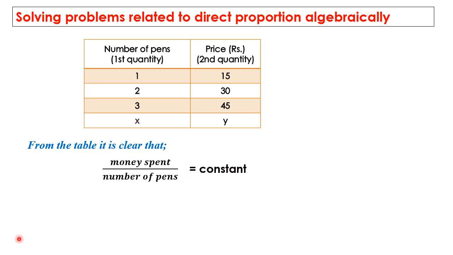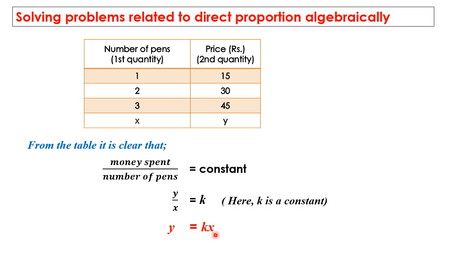Therefore, we can write according to the last row, y over x equal k, where k is constant. Price over number of pens is a constant. Therefore, in the last row, we get the variable y over x equal k, where k is a constant. By cross multiplying, we can get the equation y equal kx.